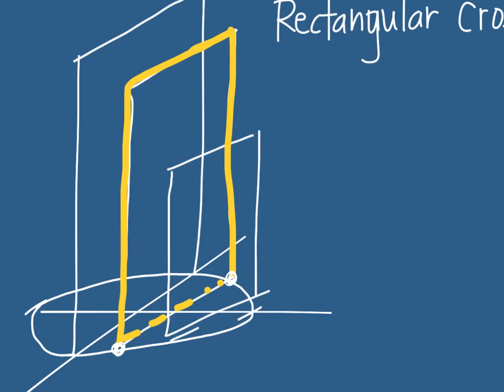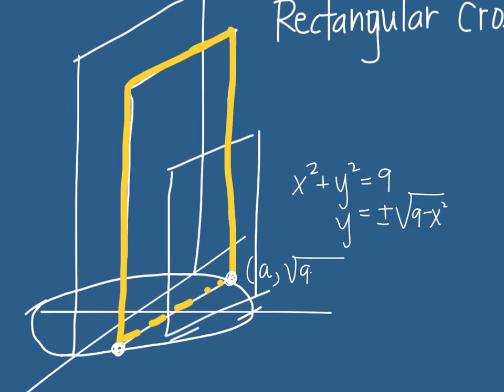Remember, this is the formula x squared plus y squared equals 9. It's also the formula y equals plus or minus the square root of 9 minus x squared. That's the circle on the bottom. So this coordinate right here at position a would have a y coordinate of positive square root of 9 minus a squared. And the other one down here would have the coordinate of negative square root of 9 minus a squared.